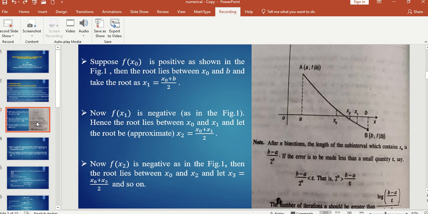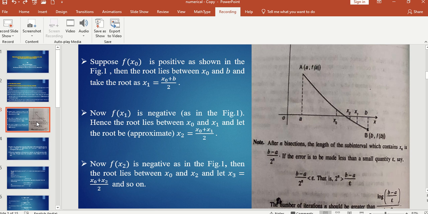Now we see from the figure here, in the x-axis we take a and b values. So we assume that f of a is positive and f of b is negative. So the initial value x naught is the midpoint, a plus b divided by 2, so it is between a and b. Suppose f of x naught is positive, then the root lies between x naught and b. So the next approximation will be x1 equal to x naught plus b by 2. Now we find the sign of f of x1.